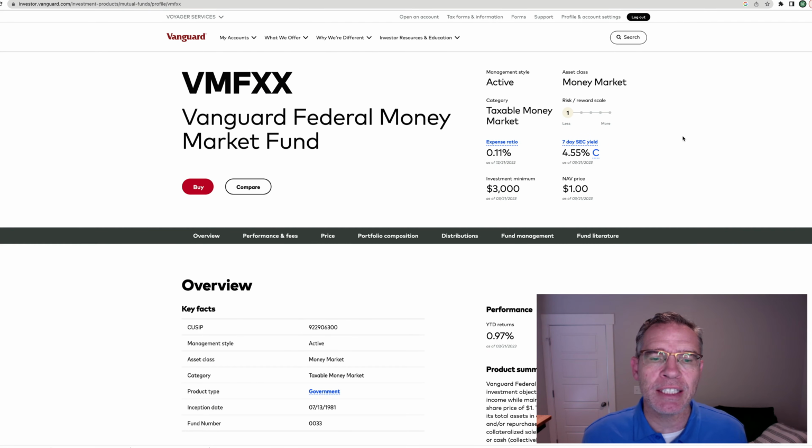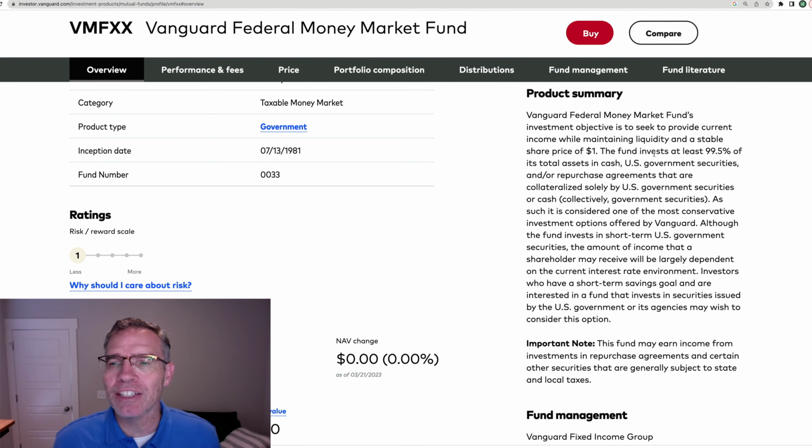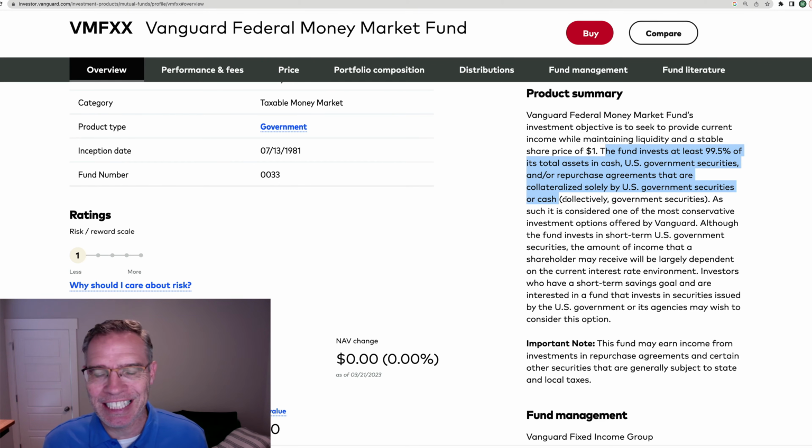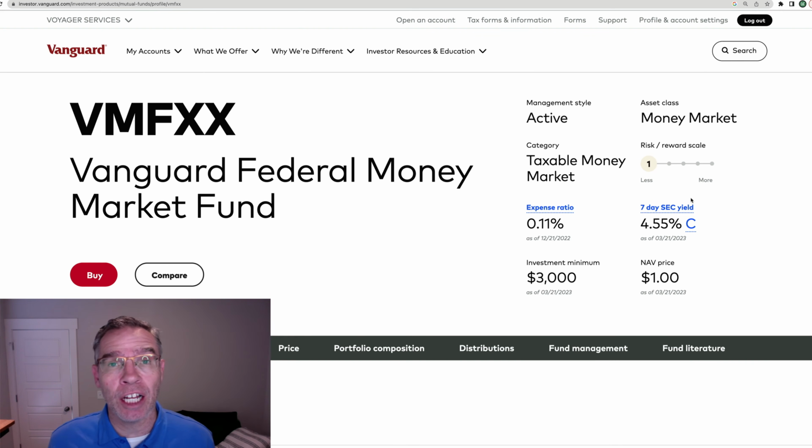What does this fund invest in? We'll go to the product summary to get that answer. We'll see that the fund invests at least 99.5% of its total assets in cash, U.S. government securities, and or repurchase agreements that are collateralized solely by U.S. government securities. This is dealing with very safe investments. Nothing is absolutely perfect, absolutely safe, but when you're coming to U.S. government securities, that is considered the gold standard there. Now, the fund is designed to not lose money for you, but that is always a possibility. We'll talk about that in risks. But the idea is to always keep the NAV price, the net asset value, at $1. So your $1 is always worth $1.